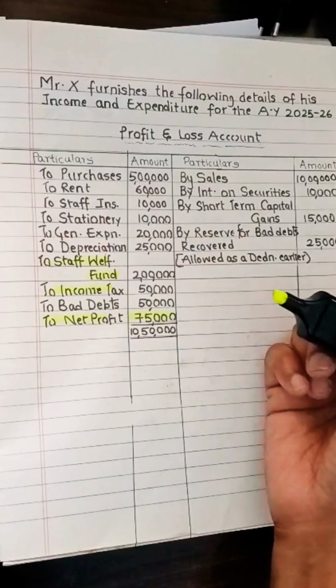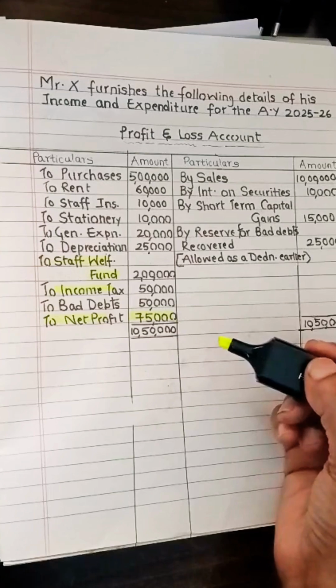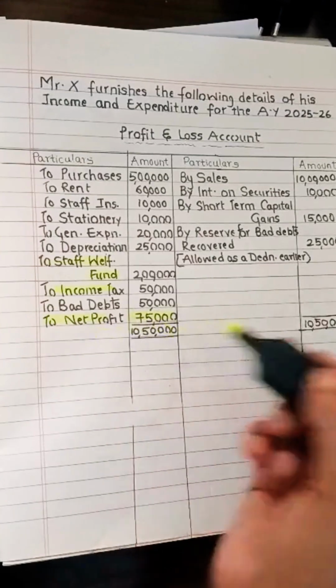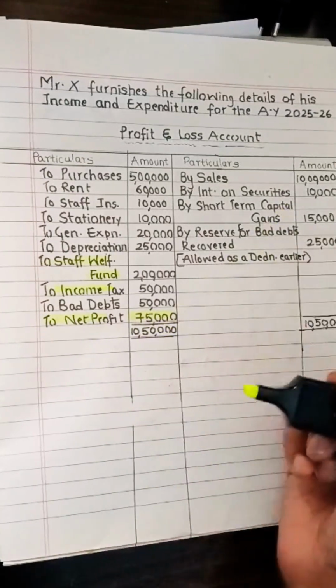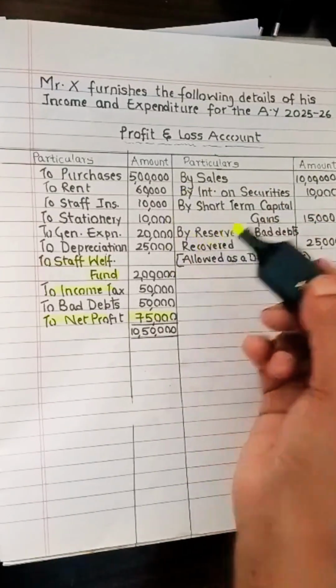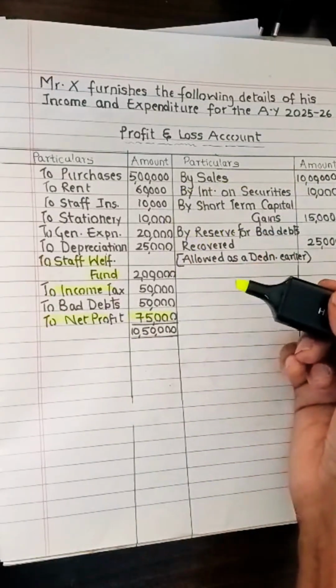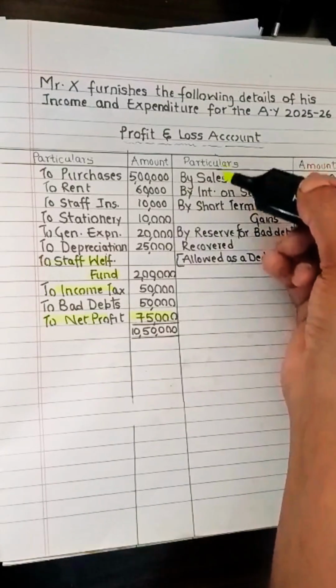Alright, so what we are required to do is compute the taxable income from business. So we take the net profit 75,000 and make adjustments in order to rectify these transactions which have wrongly appeared in the profit and loss account. So let's look at the income side.